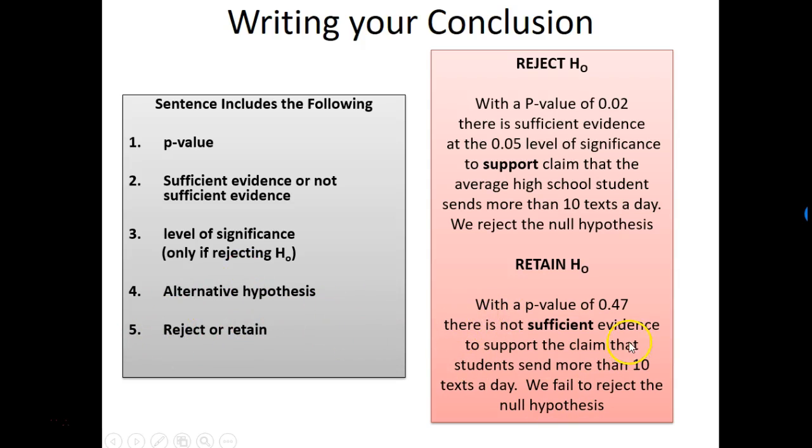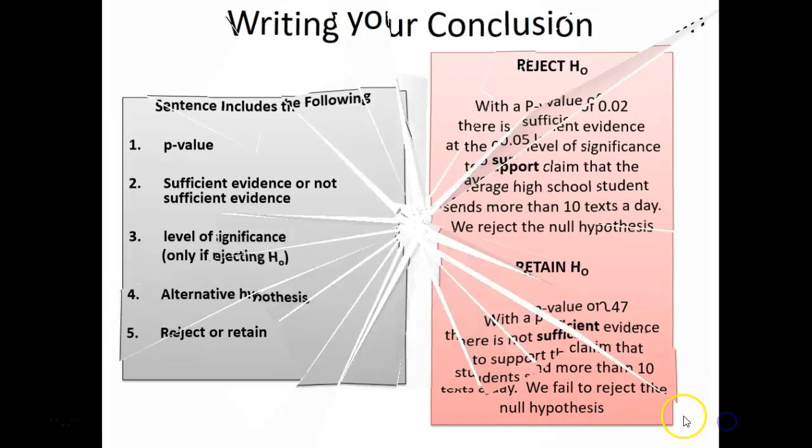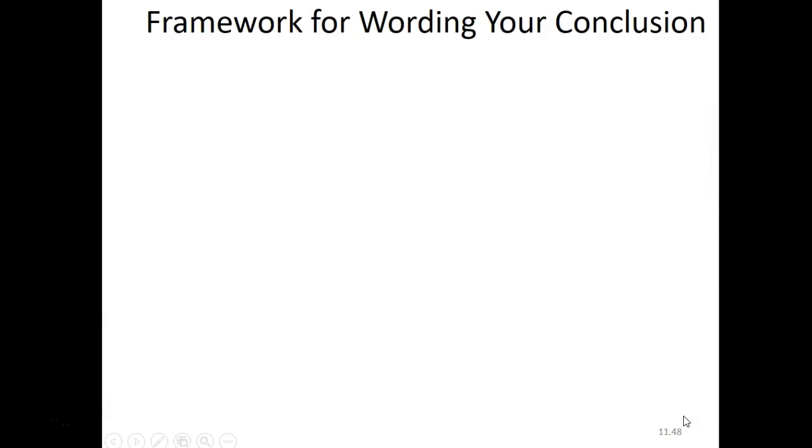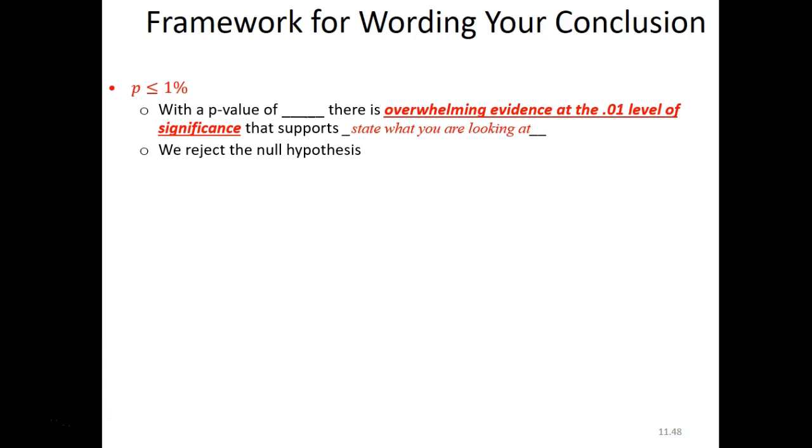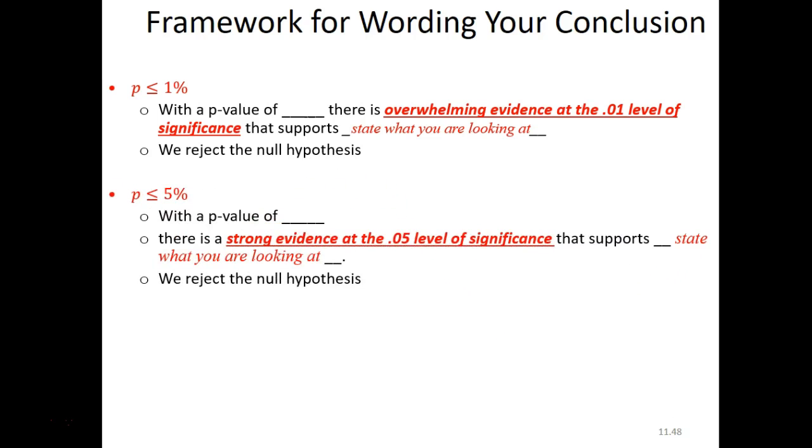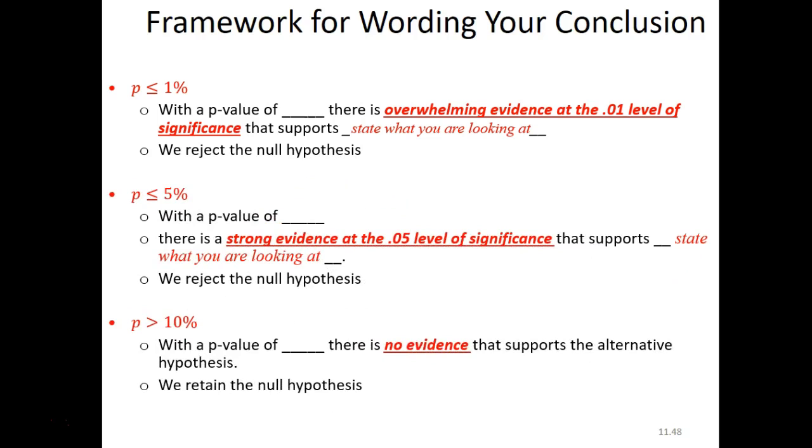For retaining, you might do a sentence more like this with a p-value of 0.47. Stated the p-value. There is not sufficient evidence, stated my evidence, to support the claim that students send more than 10 texts a day. Again, stated that alternative hypothesis. And then my final sentence, we failed to reject the null hypothesis. Now that's a lot of wording, so just to give you a framework if you need it. Here's the basic framework for what you would say when your p-value is less than 1%, less than 5%, or greater than 10%. So here's the kind of the wording that we would use if you need a framework for doing that.